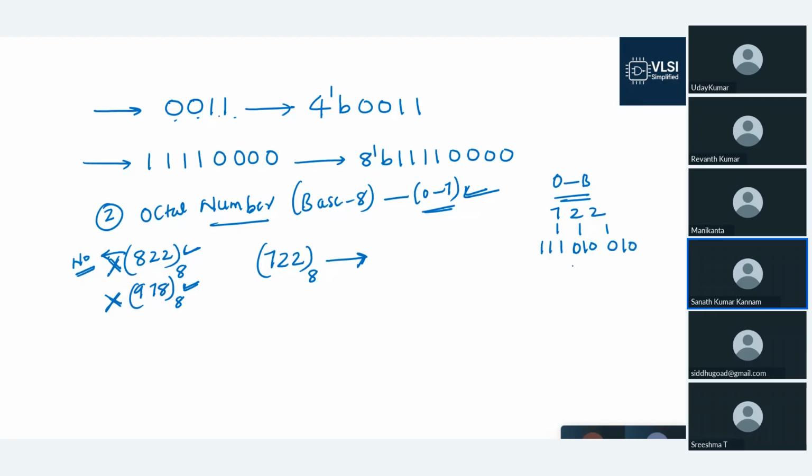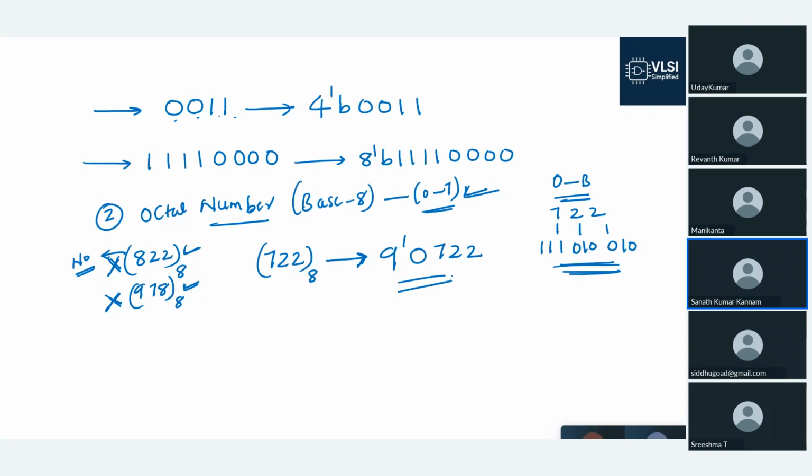Now, what is the size? Internally it will be converted into binary and stored in the compiler. So how many bits are there? You see this one, how many bits are there? 9 bits are there. So 9 tick, and the base is octal, and it is represented as 722. Like this you need to represent.